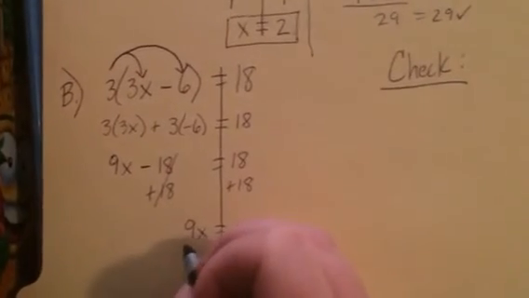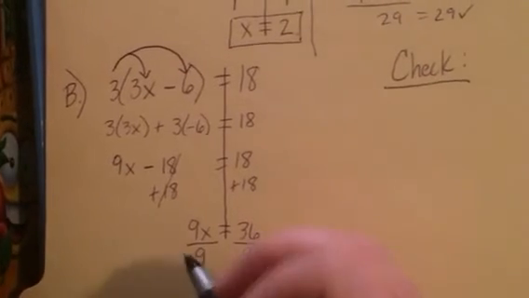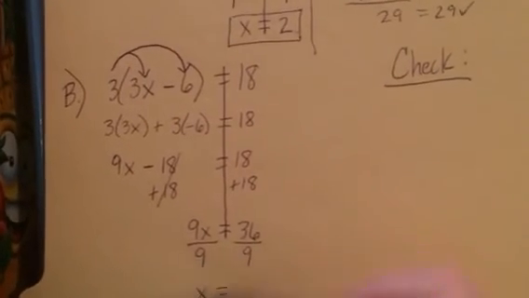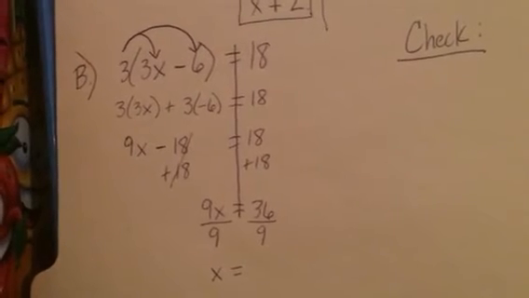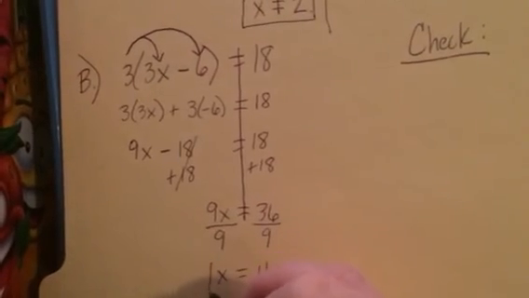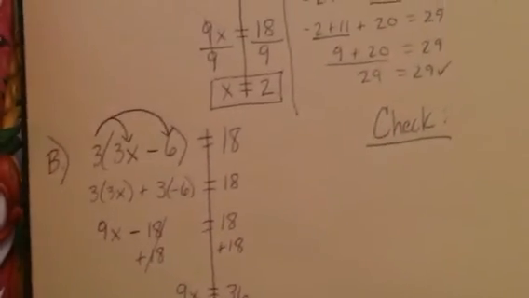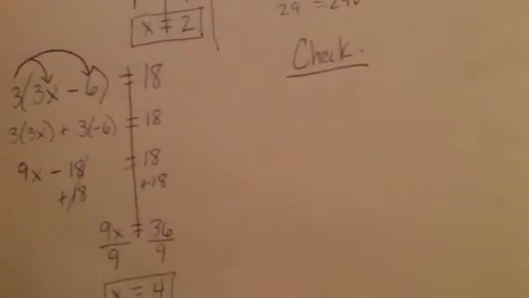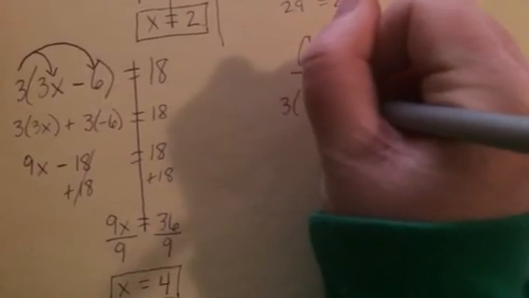And finally, I can finish this out by dividing by 9 on both sides. Remember those properties of equality. If I do something to one side, add, subtract, multiply, or divide, I have to do it to the other side too. And then 36 divided by 9 is going to be 4. So we have our answer. And now we have to check and make sure that it makes the equation true. So I'm going to again copy down my original equation.